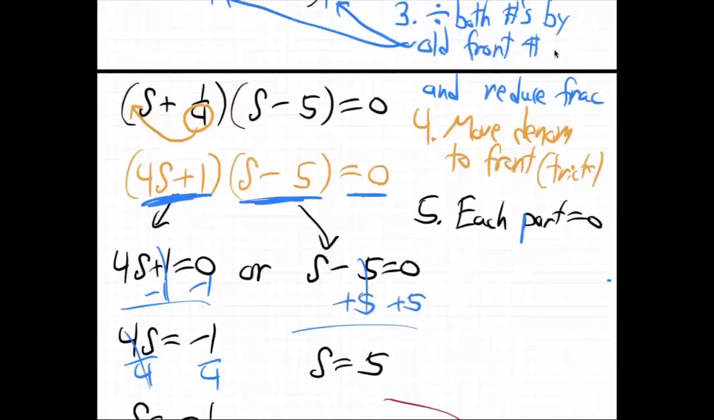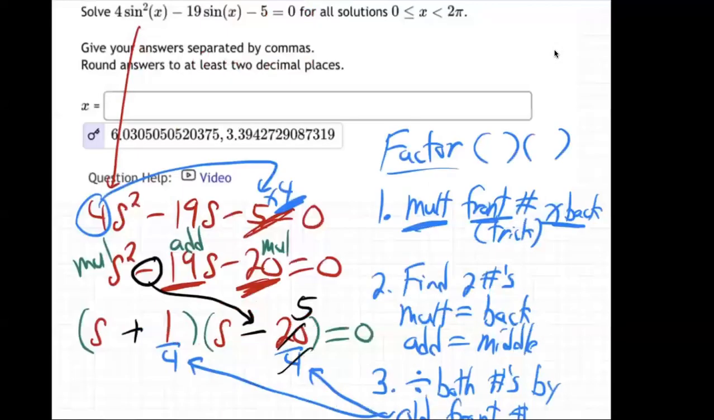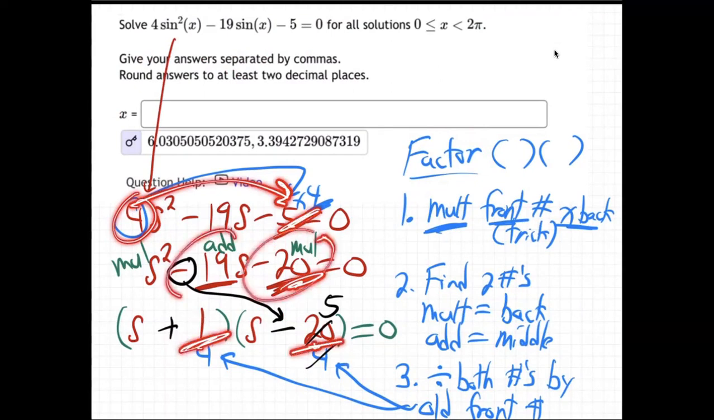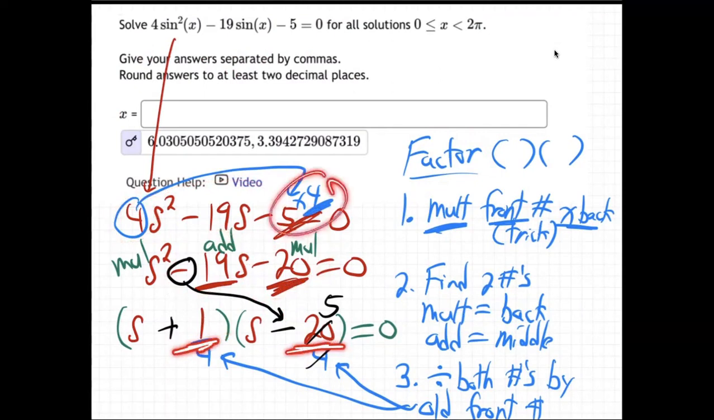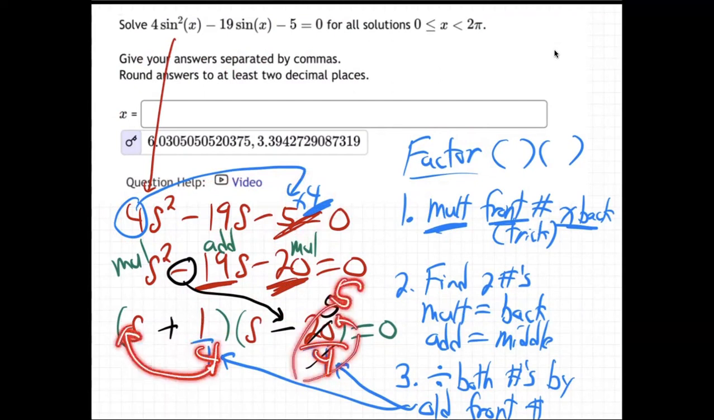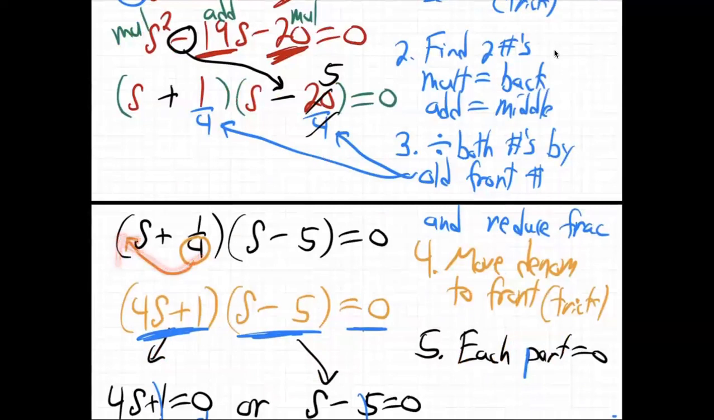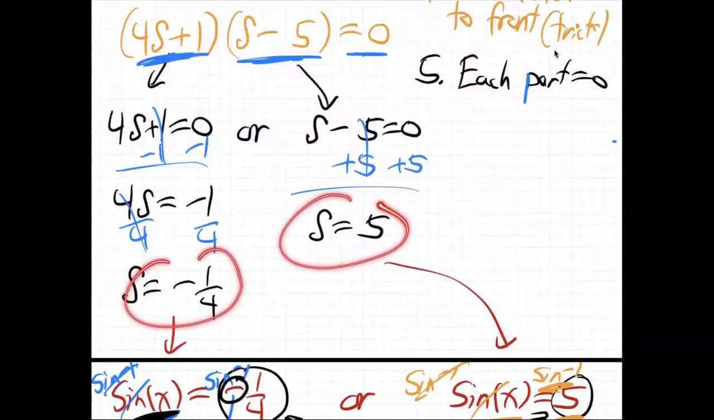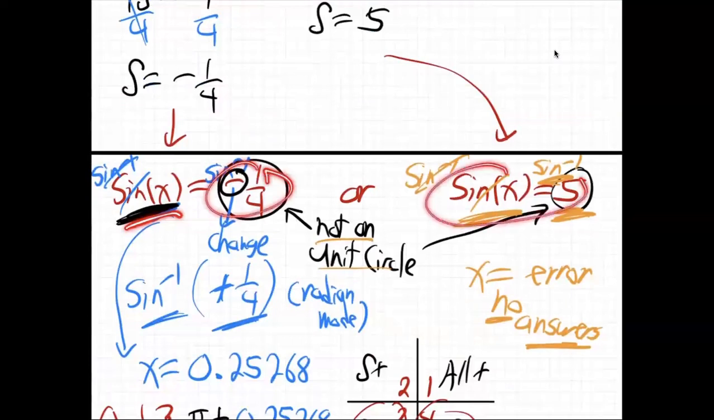So recapping real quick, what did we do? From the beginning, we wrote it with S's, and then we did the factoring trick. We take that number in the front, multiply it by the back, make it -20, and find the two numbers that multiply to be -20 and add to be -19. That was -20 plus 1. And since we multiplied by that 4, now divide them both by that 4. Reduce the fraction, move the denominator back, and 4s plus 1, s minus 5 is your factorization. Now set each one equal to 0 separately and solve. So s is minus 1/4 or s is 5. That means sine is minus 1/4 or sine is 5.